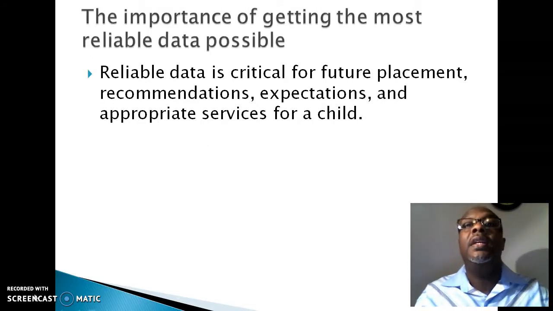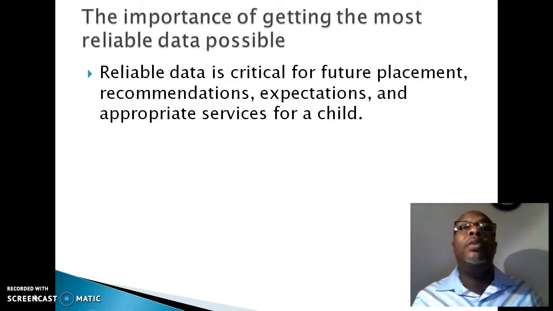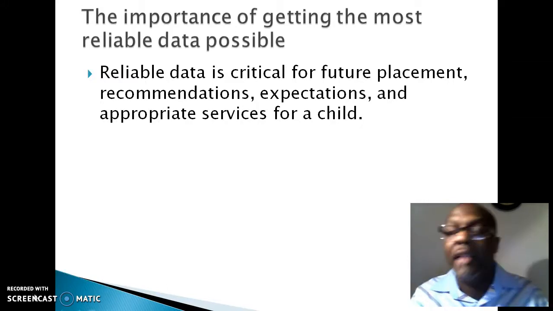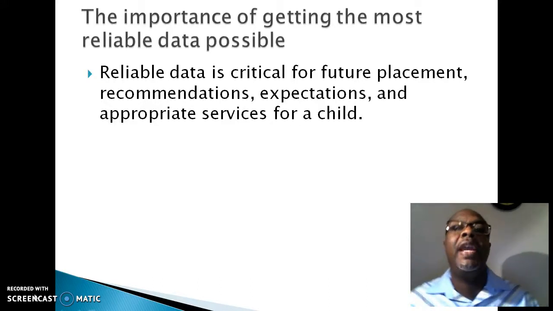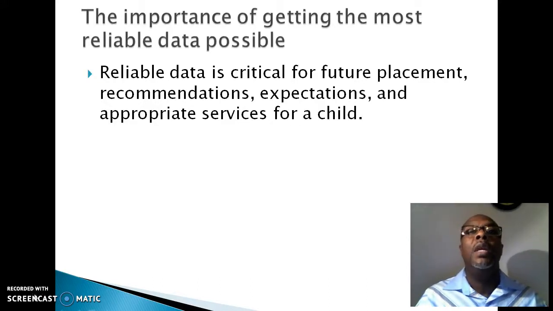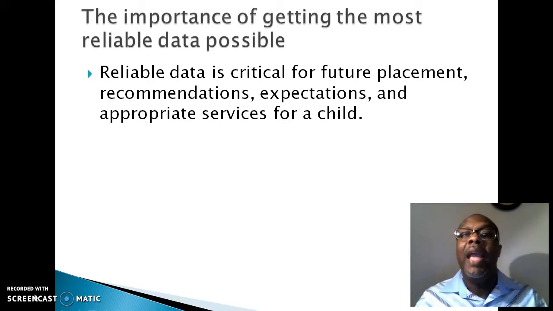The importance of getting the most reliable data possible. Reliable data is crucial for future placement, recommendation, expectations, and the appropriate service for a child.